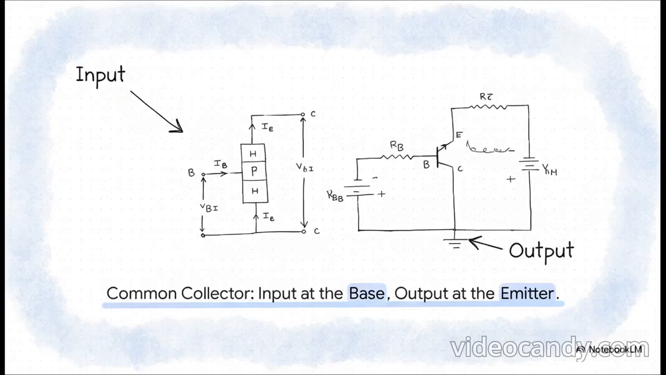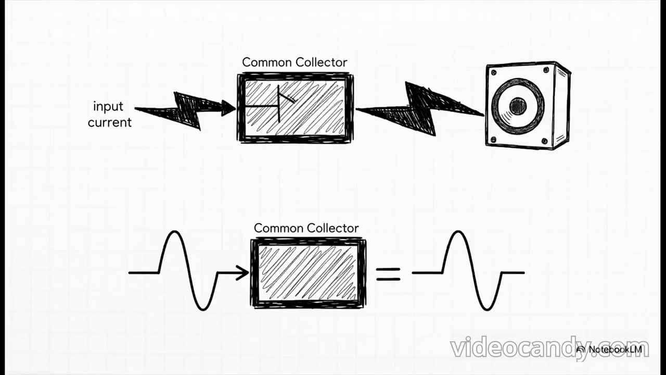And that brings us to our third and final personality, the common collector configuration. And, you guessed it, this one has its own unique and really important job to do. Okay, let's trace the signal path one more time. The input gets applied to the base, just like in the common emitter setup, but here's the twist. The output is taken from the emitter. This leaves the collector to be the common terminal connected to both the input and output sides.